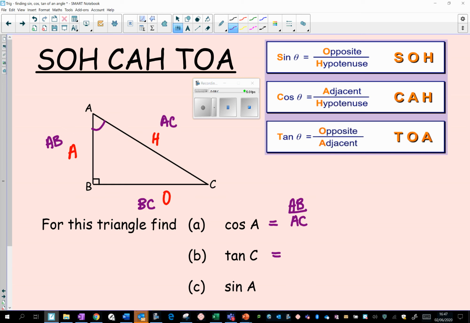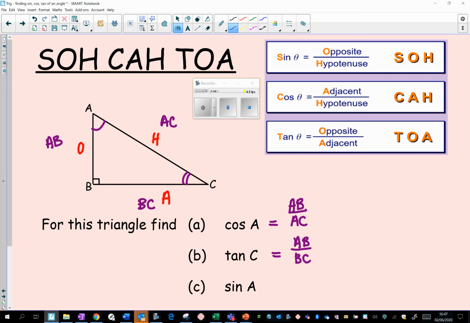Okay, next one, tan C. Well, angle C is this one over here, which means that the opposite and the adjacent are actually going to swap places. The opposite now becomes this one, and the adjacent then must be BC. So tan C is going to be the opposite divided by the adjacent. Well, that is AB divided by BC.